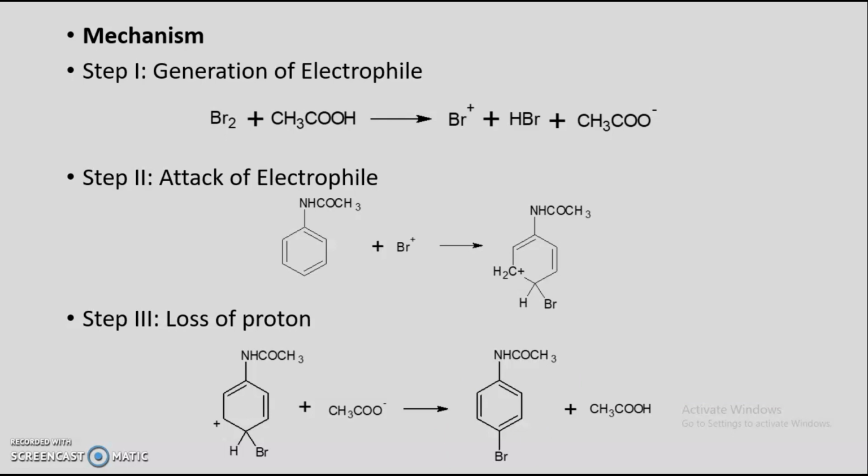Now the second question: why is bromine attacking at the para position? In our theoretical study, we have seen different directive effects. We have classified certain groups depending upon their ability to direct the incoming electrophile towards either the ortho-para position or the meta position. There are two different types of groups: one is ortho-para directors and the second is meta directors.